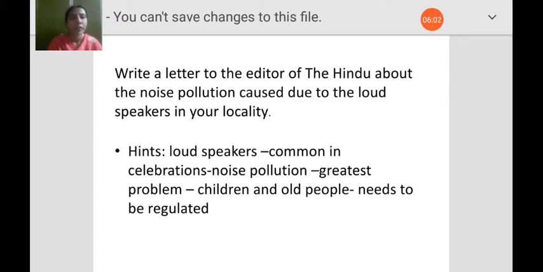Now I will read the hints. Loudspeakers, common in celebrations, noise pollution, greatest problem, children and old people, needs to be regulated. These are the hints provided to you. This is how the question appeared to you.